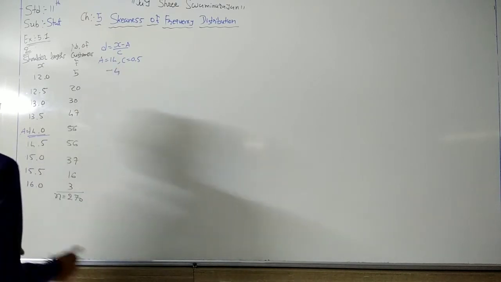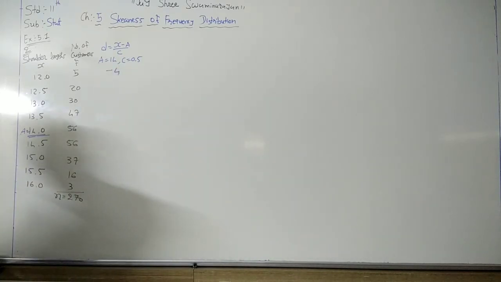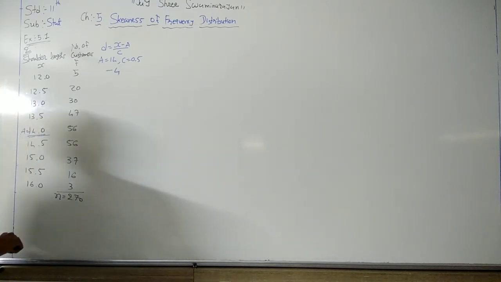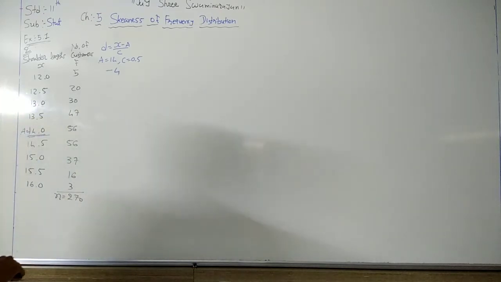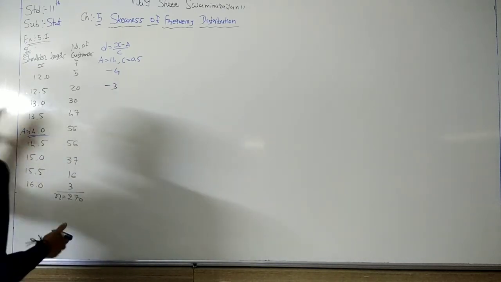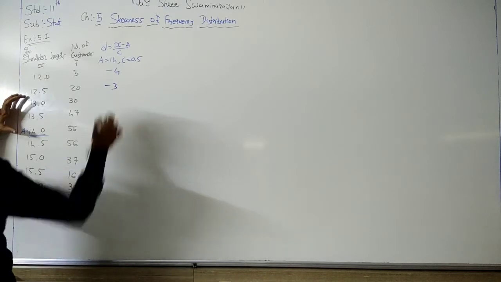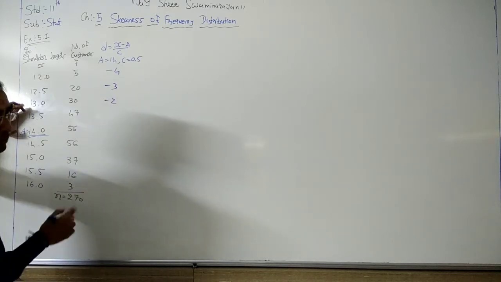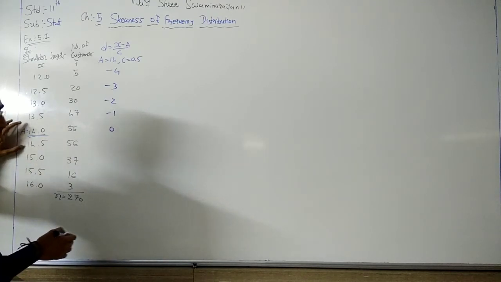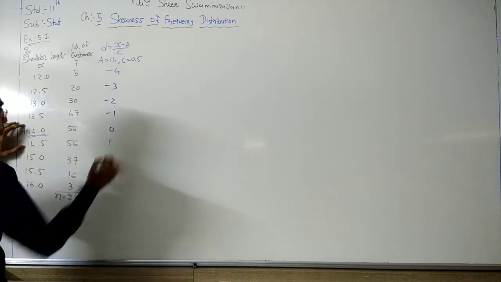Okay, now 12.5 minus 14. 12.5 minus 14 is minus 1.5, into 2, minus 3. Here 14 minus 13, minus 1 into 2, minus 2. Here 0.5 into 2, minus 1. Here 0, same thing. 14.5 minus 14, 0.5 into 2, 1.